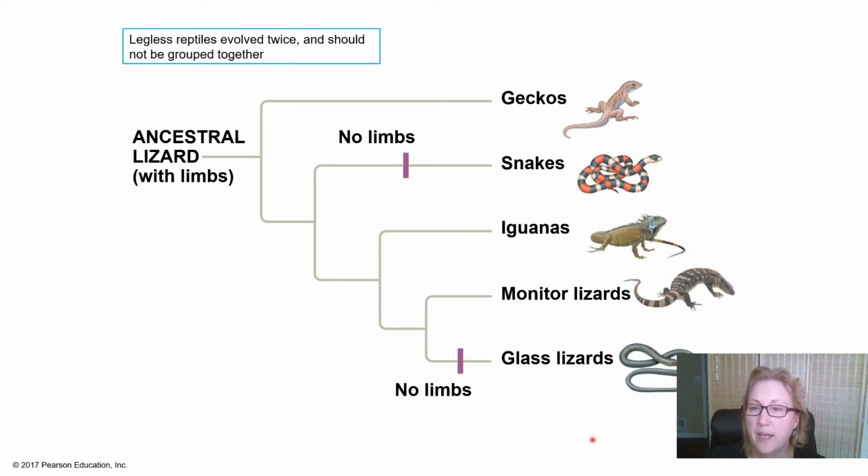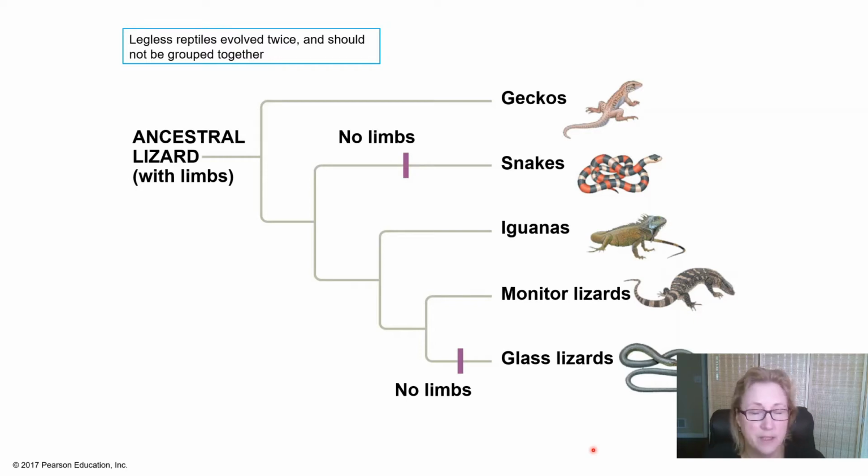But we also have smaller groups that have evolved leglessness or have lost their limbs during the course of evolution, both within reptiles and also within amphibians. There are some legless amphibians as well. So the glass lizards are legless lizards that have lost their legs during the course of evolution due to natural selection. Now, what would be the selective pressure that would drive the loss of limbs?